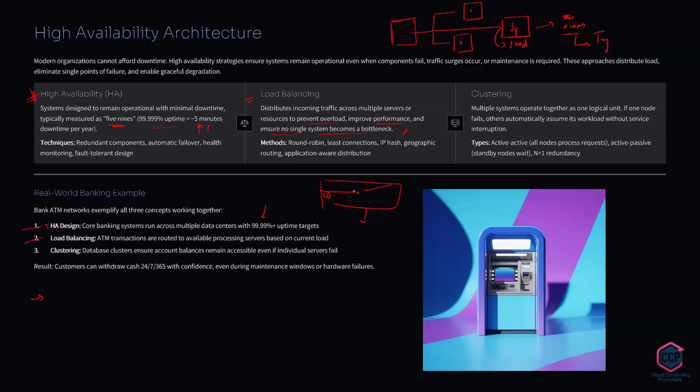So what would have happened? Everything would be connected to a server only, right? So they will have multiple servers in order to make sure their transactions have no corruption between the incoming and outgoing traffic. Okay, here comes clustering. Database clusters ensure account balances remain accessible even if individual servers fail.